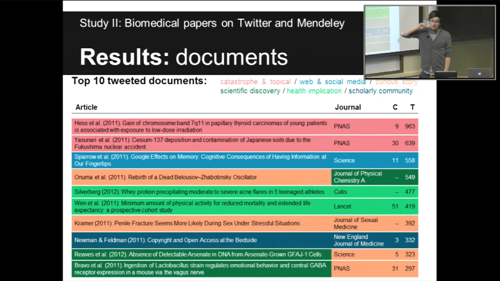The fourth one is very interesting because it did accumulate 549 tweets, but no citations at all. And why was this paper tweeted? Because of two things. First, you might know this reaction.